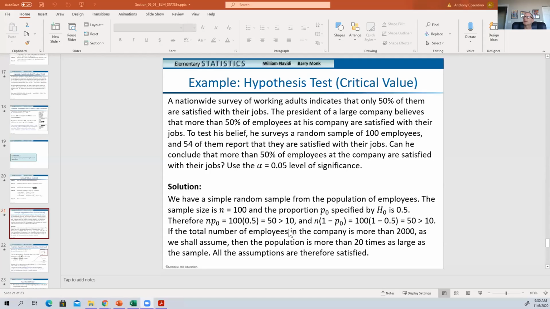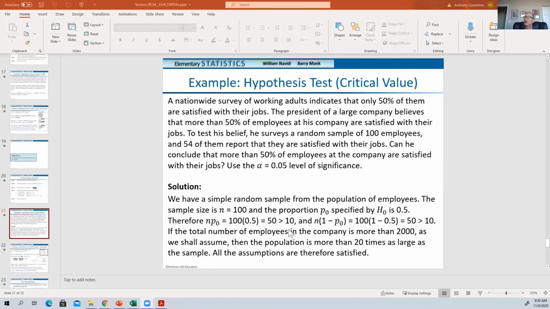So this example here is a nationwide survey of working adults, indicates that 50% of them are satisfied with their job. That's pretty sad. The president of a large company believes that more than 50% are satisfied. To test his belief, he randomly surveys 100 people and 54 of them are satisfied. Can he conclude that it's more than 50%? All right. And we're going to use, again, our significance level of 0.05 or 5%.